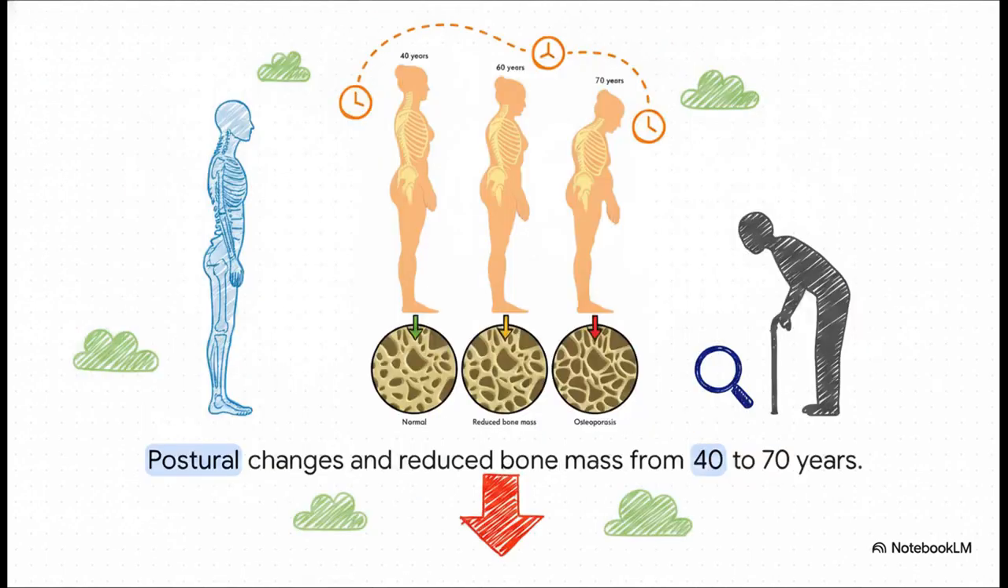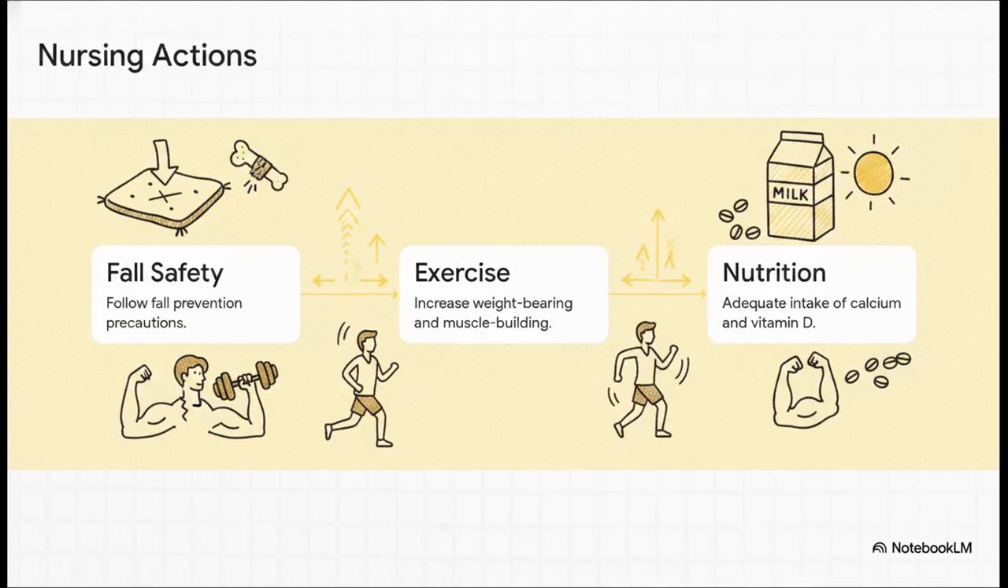And notice how this internal, microscopic bone loss actually connects to the external cues you're going to observe on the floor. Looking at the progression here from age 40 down to age 70, you can literally see how that reduced bone mass leads to these really pronounced postural changes, like a stooped back. When you walk into a patient's room, that external posture is your immediate clinical clue that osteoporosis might be in play. So what are our actionable nursing interventions? What are we going to do about it?